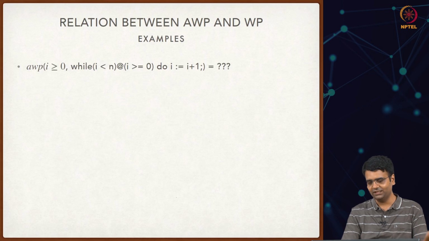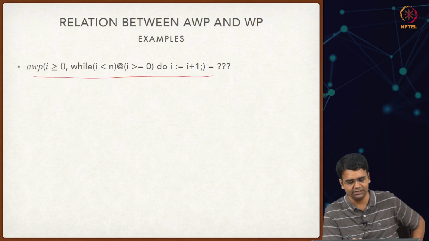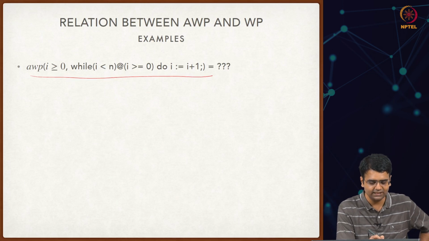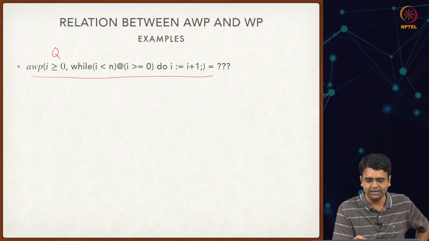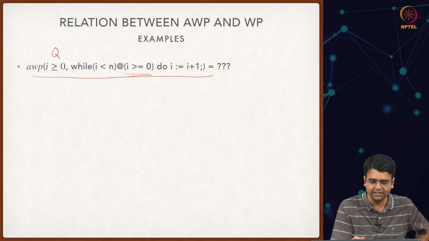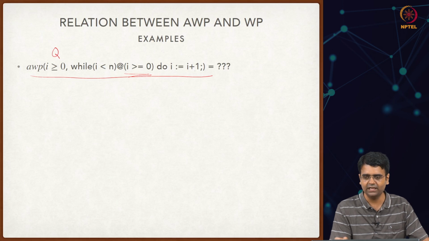So in order to illustrate this relationship between AWP and WP, let's look at a very simple example. Here I am asking, what is the approximate weakest precondition for the target set of states Q, which is i >= 0, and this is my while loop. It says while i < n, do i = i + 1, and my annotated loop invariant is i >= 0. Whenever you have a while loop with an annotated loop invariant, the approximate weakest precondition is just blindly equal to the annotated loop invariant itself.